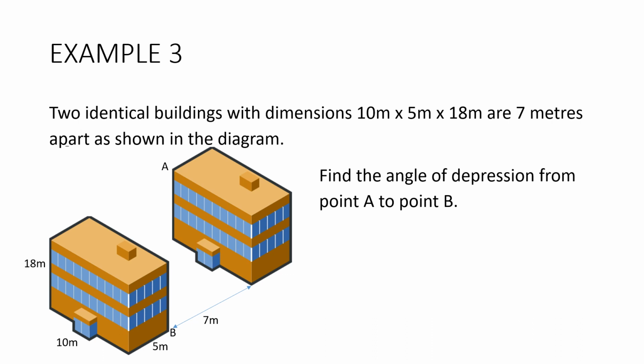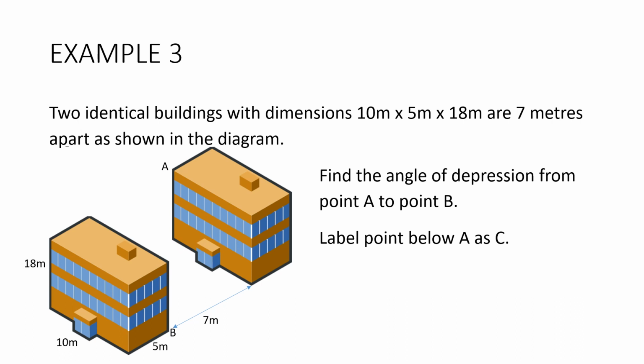Let's try one more example. Two identical buildings with dimensions 10 meters by 5 meters by 18 meters are 7 meters apart as shown in the diagram. Find the angle of depression from point A to point B. Okay, so these buildings are always 7 meters apart. They're parallel to one another. Now, if we want to find this angle of depression from A to B, we're going to need to know this diagonal distance between the bases of these buildings.